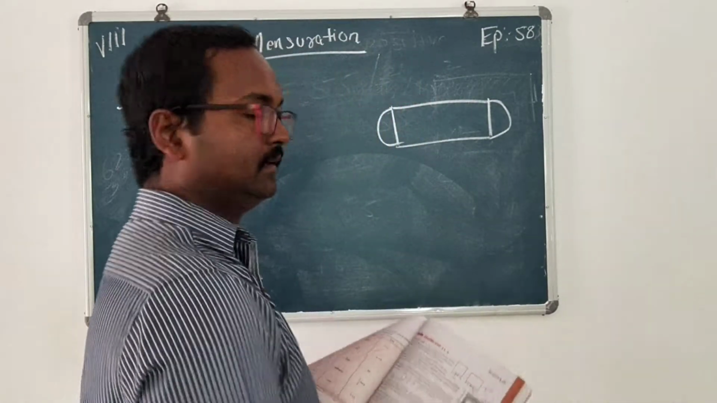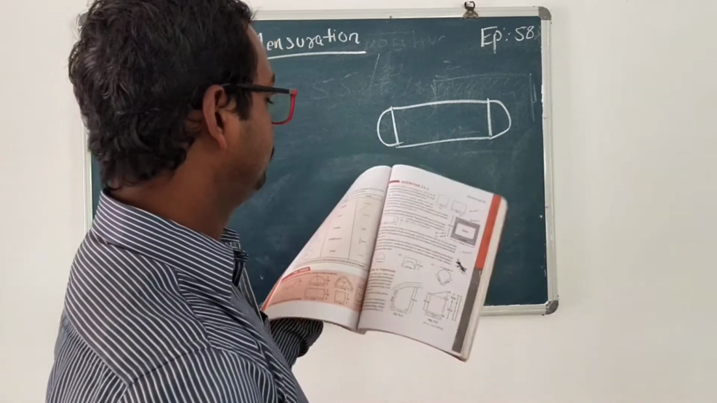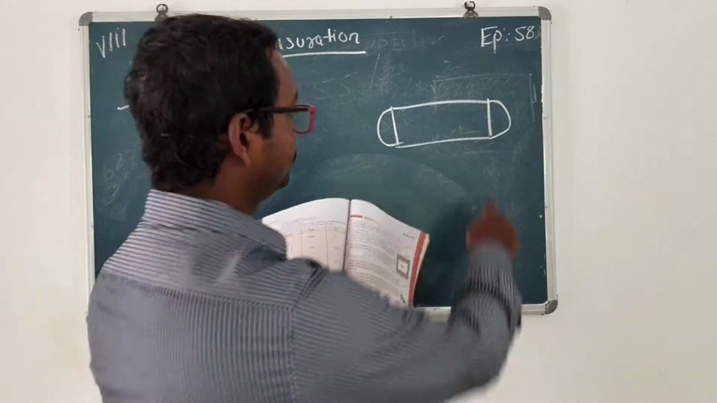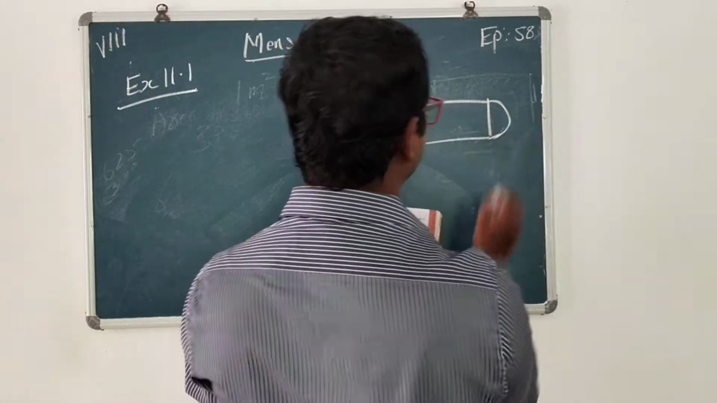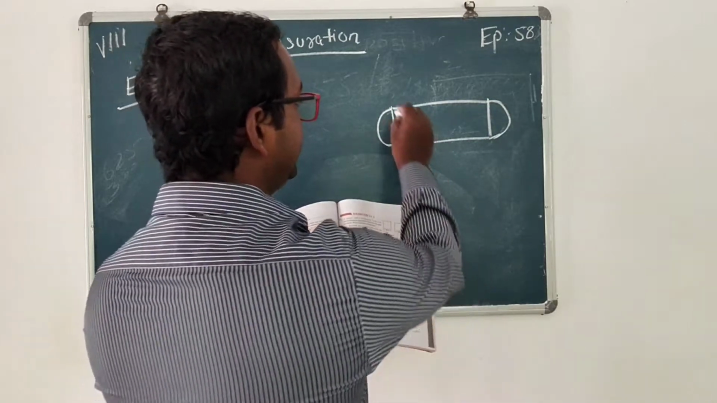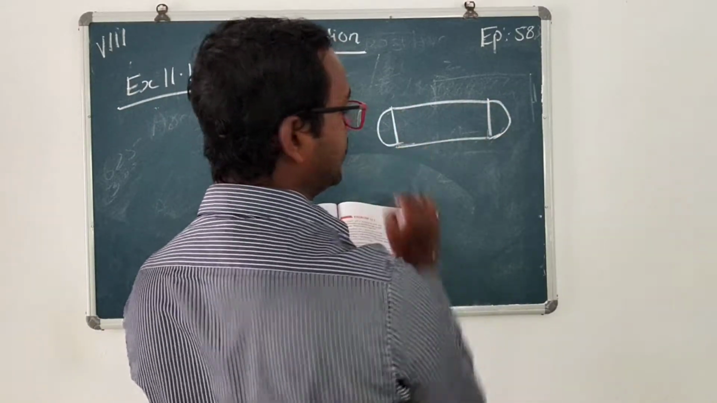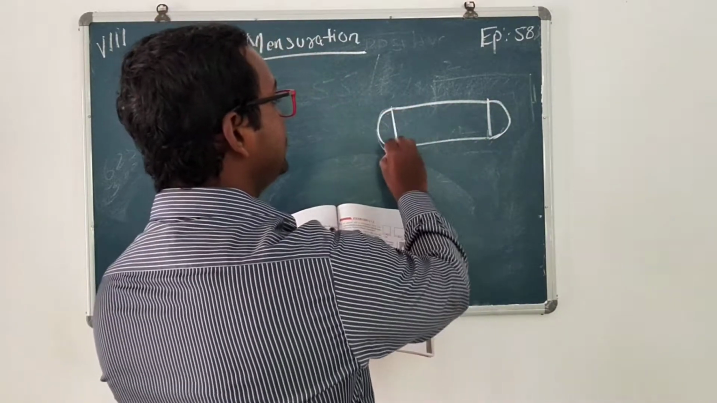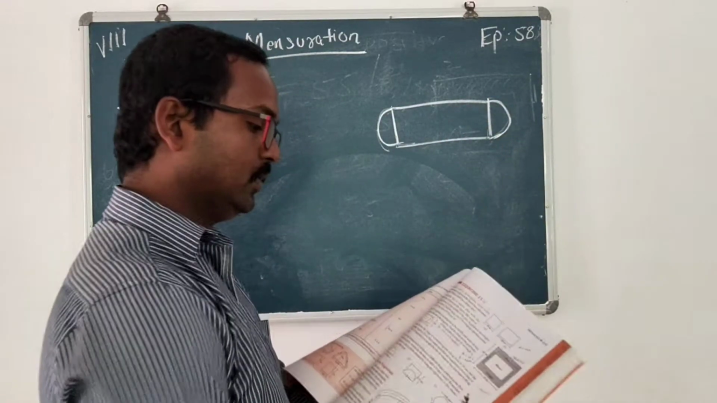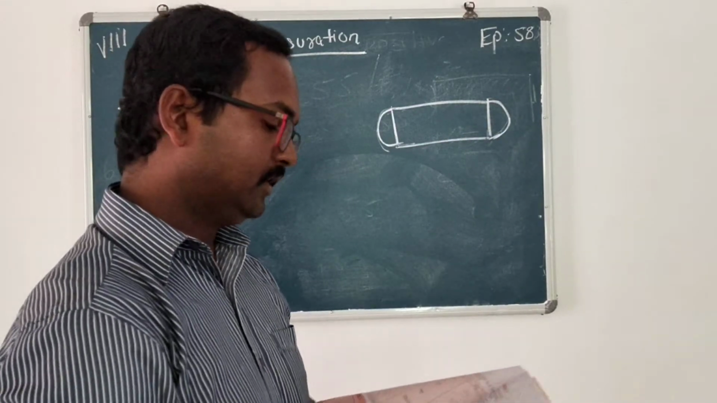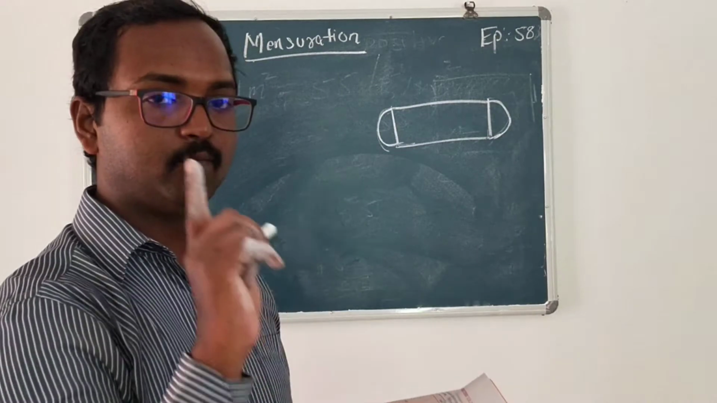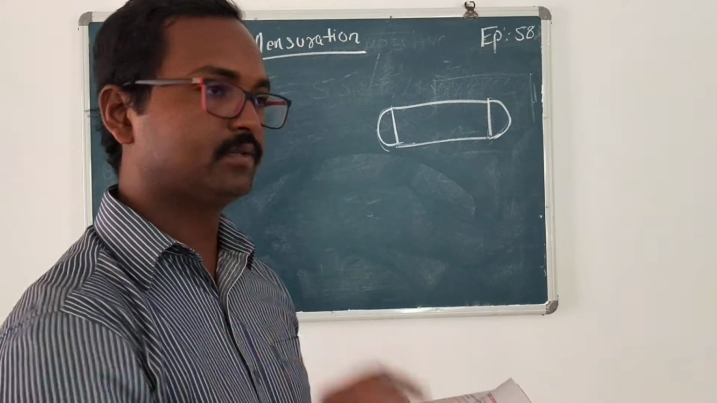Okay, I couldn't draw the diagram very properly, but remember, this entire part is a rectangle. This entire part is a rectangle. This is a semicircle. This is a semicircle. So we are given one rectangle and two semicircles.